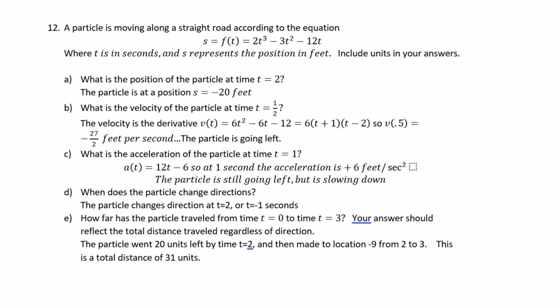When does the particle change direction? It changes direction at t equal to. And number E, the answer is 31 feet. So, you know, those are kind of right or wrong, 2 points, so on and so forth.